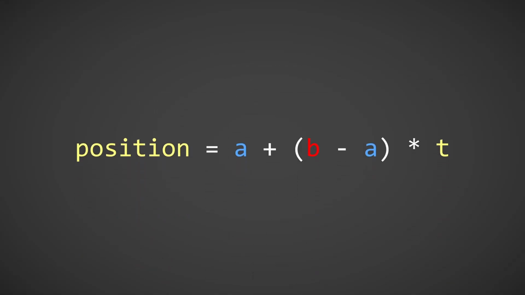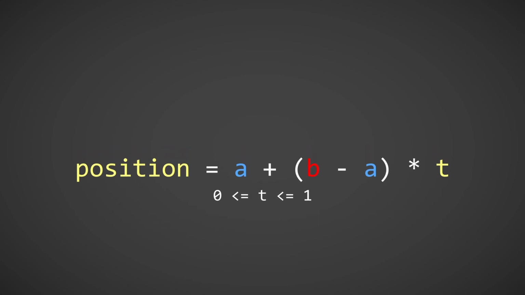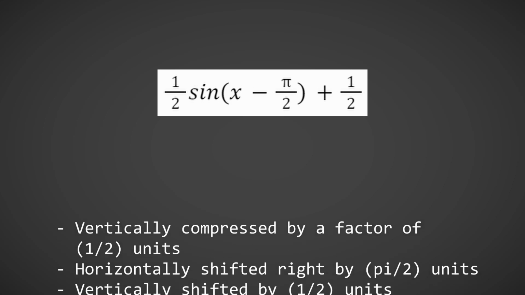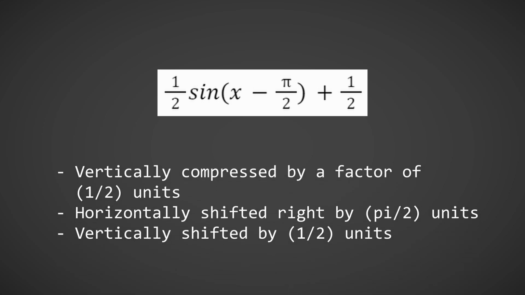An issue we have, however, is that linear interpolation does not work with values between negative 1 and 1. It works with values between 0 and 1. So to account for this, we can apply some transformations on the sine function. This function above produces a sine function that only goes between 0 and 1. Now let's apply this in C# code.